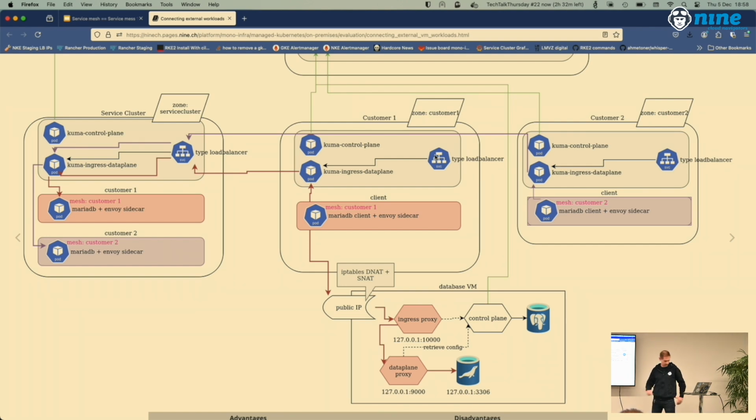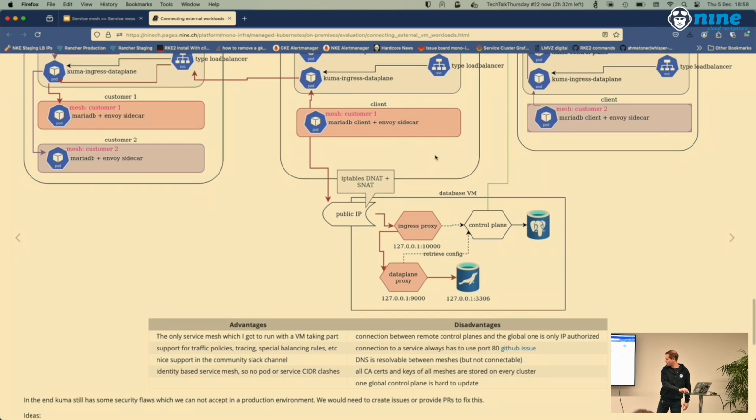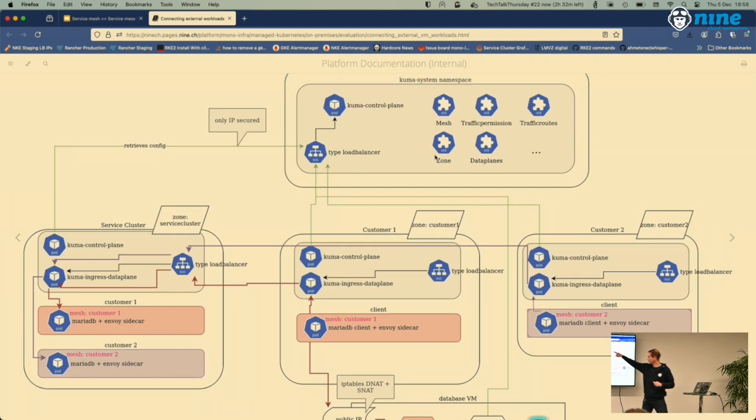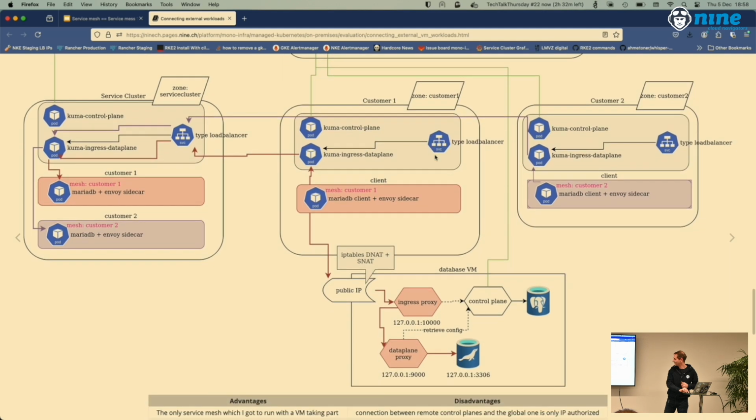And there were other issues. For example, the connection between control planes, like remote control planes, and the global control plane. I don't know if you've seen that. There is a global control plane in Kuma where all the CRDs are, where we define everything, and that's propagated to the remote control planes running on each cluster, VM, whatsoever. And the authentication between them, back then and still today, is only IP-based. So you need to know your IPs. If you want to have something better, you need to go enterprise.